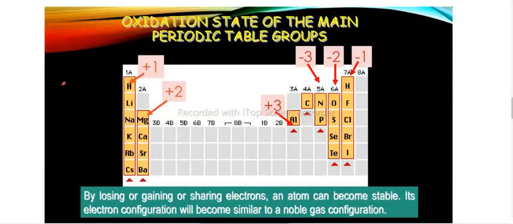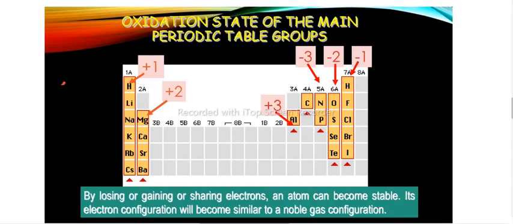This is the periodic table, and I have inside the periodic table the oxidation states for the main groups, and it is so important to know them. Remember that the periodic table is attached with you inside the exam. So these charges can be easily identified according to the position of the element inside the periodic table.